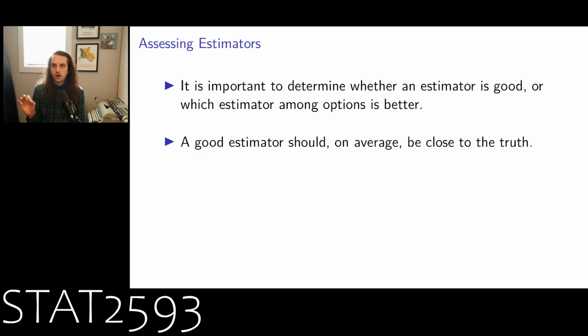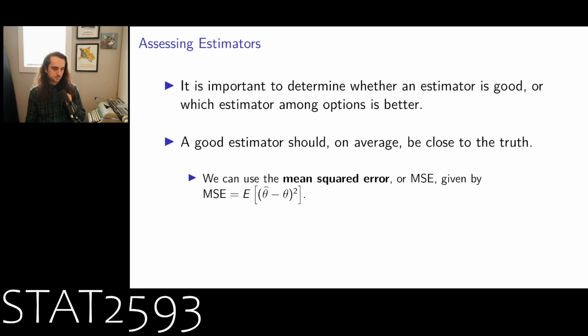Now, on average, a good estimator should be close to the truth, right? I think we can all agree that we want the estimator itself to typically produce results that are close to the true population value. And one way that we could measure this is by using the mean square error, or the MSE, right? So the MSE is given by this equation here, and it looks a little bit like the variance, right? So we take theta hat, which is our estimator, we subtract off theta, which is the true value, we square it, and then we take the expected value.